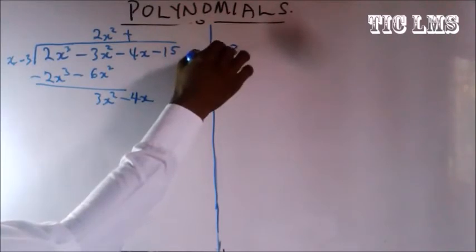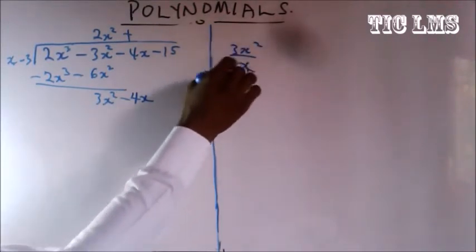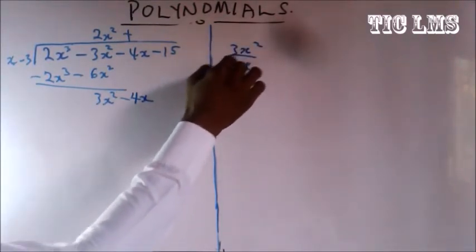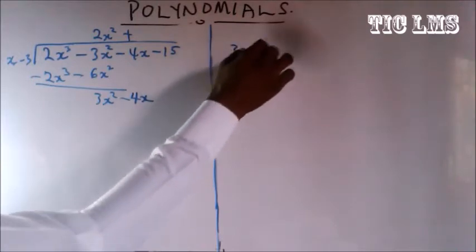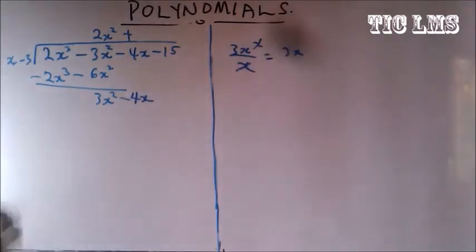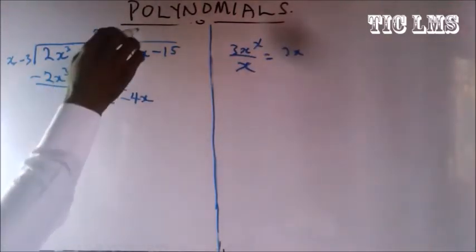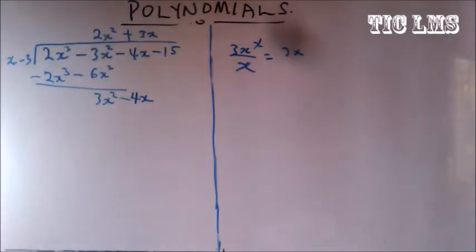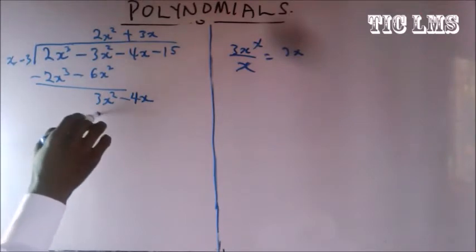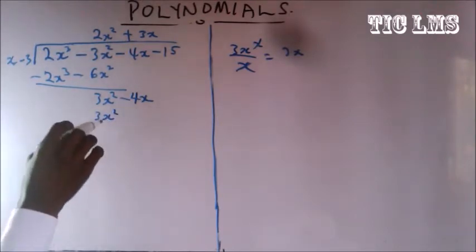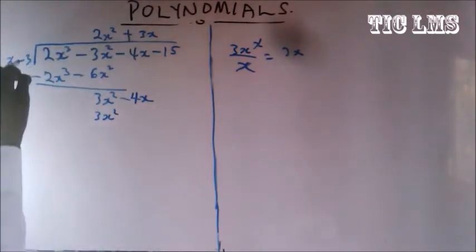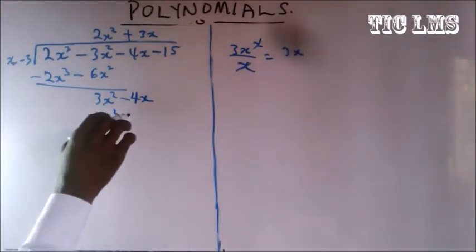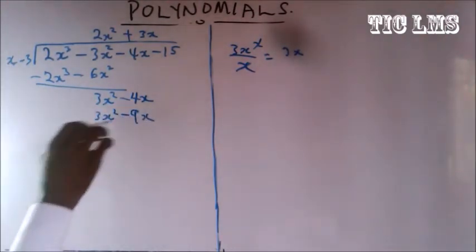That means 3x squared divided by x. So x cancels x here, and we are left with 3x. And so we have that x into 3x squared is 3x. Then 3x times x gives 3x squared. And then 3x times minus 3 gives minus 9x.